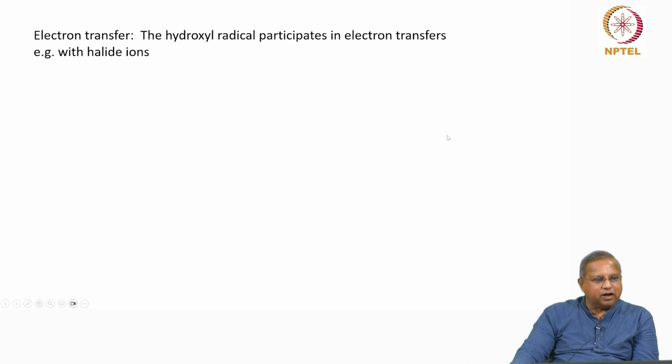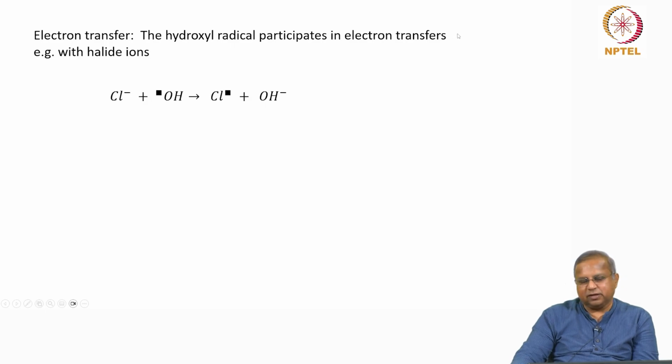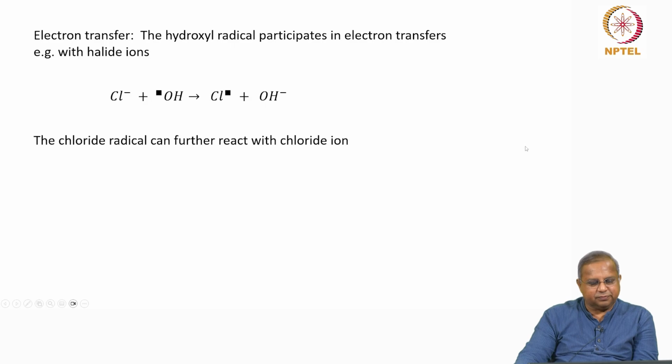An example of electron transfer reaction: the hydroxyl radical participates in electron transfer reactions. For example, with halide ions, it could be as simple as this. The chloride ion interacts with the hydroxyl radical to form a chloride radical and a hydroxide ion. That can happen, just shifting of electrons. So, electron transfer from one molecule to the other, and the chloride radical can further react with the chloride ion to form a chlorine radical. You may not have heard too much about this, but this is a chlorine radical which exists, which can cause damage and so on.